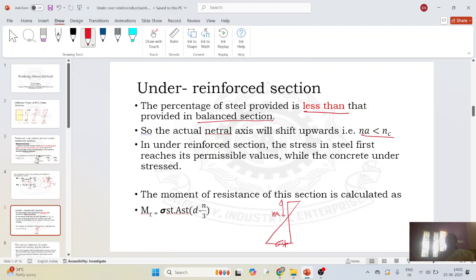In an under-reinforced section, the stress in steel reaches its permissible value first, while the concrete is under-stressed. The stress in concrete is lesser than sigma CBC. Sigma CBC is the maximum permissible stress, but this stress is lesser than sigma CBC. Only the stress in steel reaches its permissible value before the concrete does. So the moment of resistance of this section is calculated as sigma ST AST times D minus N divided by 3, because we have calculated the moment due to the steel: tensile force into lever arm, T into lever arm.